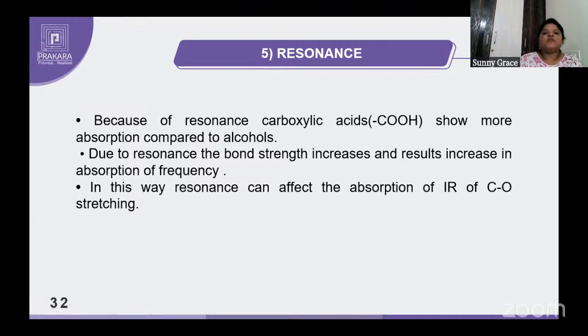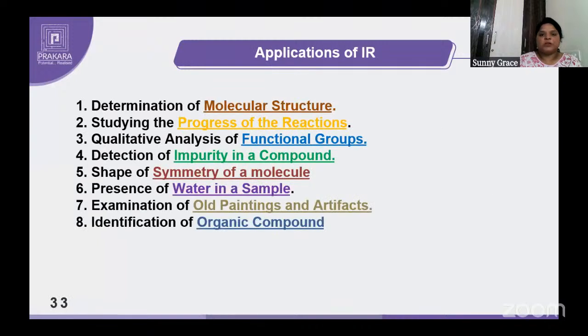So these are all the different parameters which will be affecting the vibrations or stretchings in the IR spectra. Then coming to the applications, we'll just see the gist of applications of IR. It is used for the determination of molecular structure. We have already seen it is a fingerprint of a molecule. All the functional groups that are present can easily be determined in the fingerprint region, and it is helpful in the determination of the molecular structure.